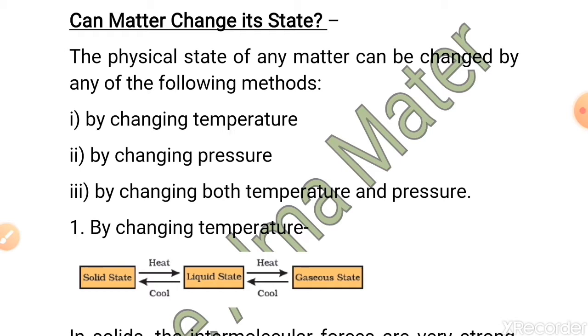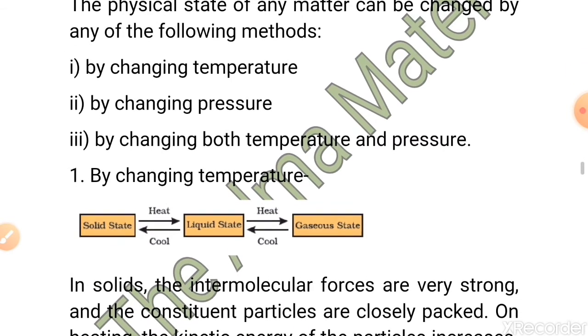So what are the conditions on which matter changes its state? We will explore it. The physical state of any matter can be changed by any of the methods discussed here. First, by changing temperature. Second, by changing pressure. And third, by changing both temperature and pressure. Today we will study how the state can be changed by changing temperature.